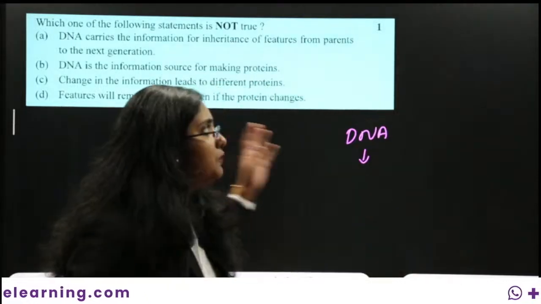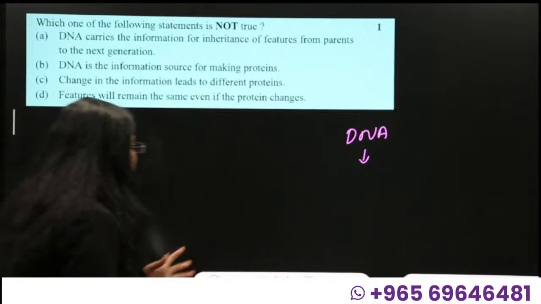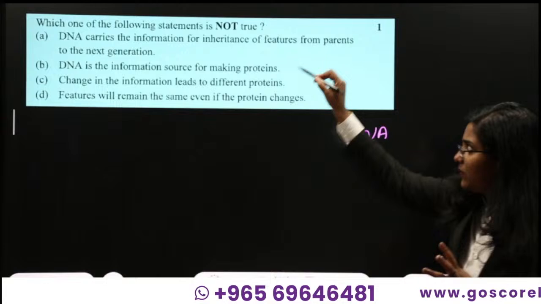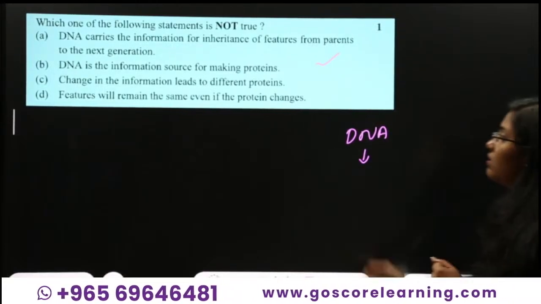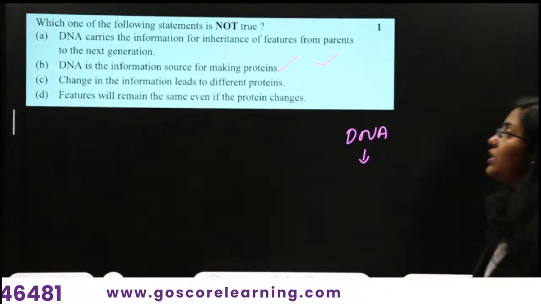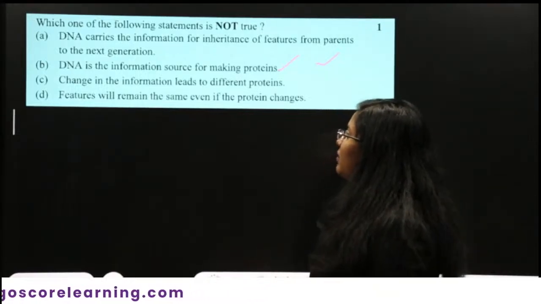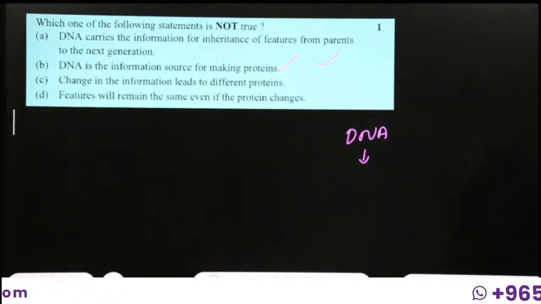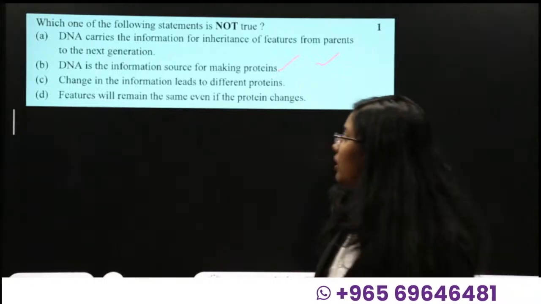Okay, so the first statement goes right: DNA carries the information for inheritance of features from parents to the next generation. The second statement also goes right: DNA is the information source for making proteins. That is also a correct statement, because the source for the preparation of protein is of course the DNA. Then the third statement, change in the information leads to a different protein. That is also fine, because if there is any change in the information in DNA, that leads to different proteins.